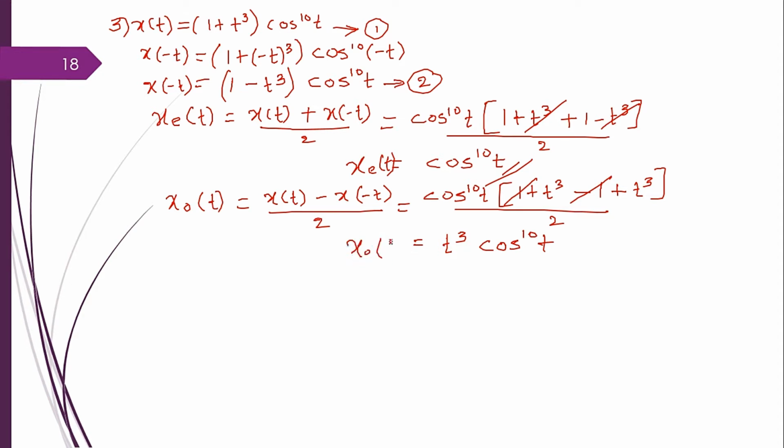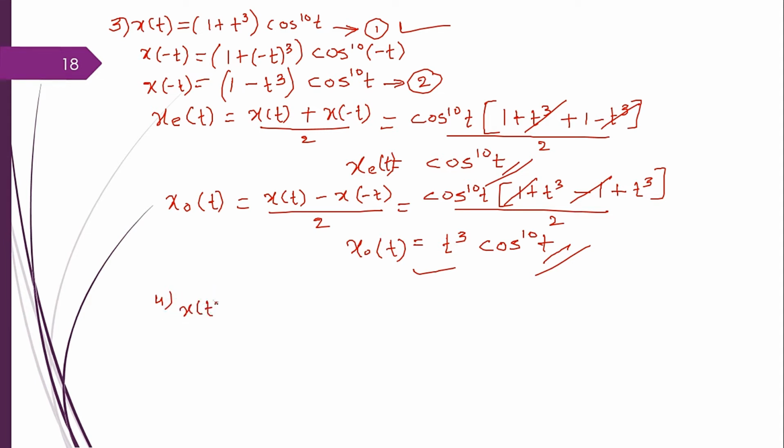So you can verify this. If I add xe of t and xo of t, I would again get back the original signal. So hence, this extraction of even and odd component is perfect. Now similarly, I'll take one more example.